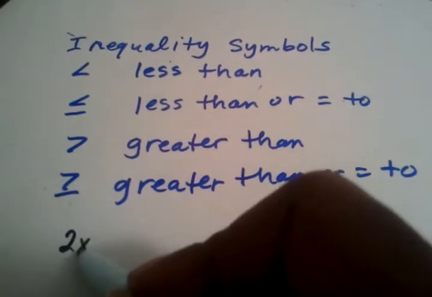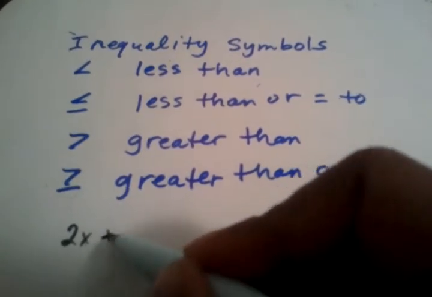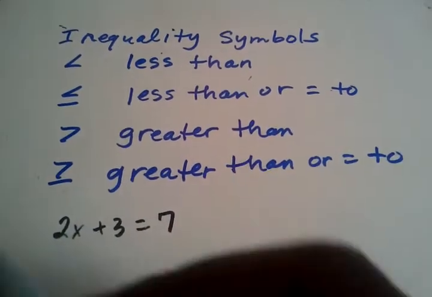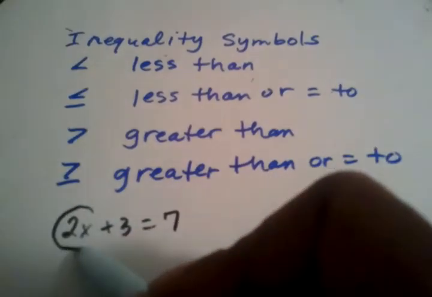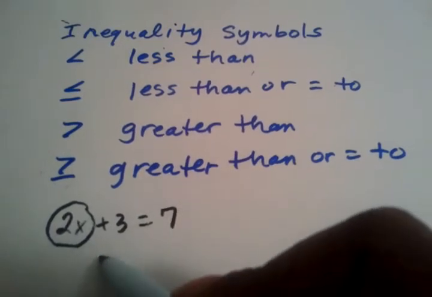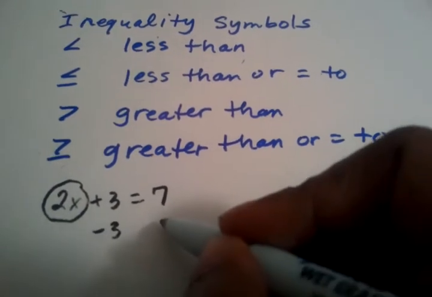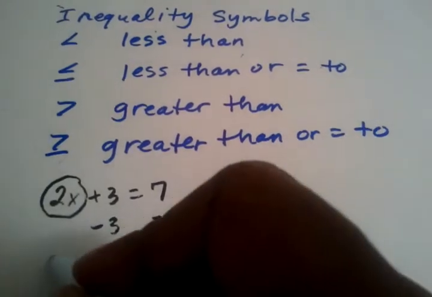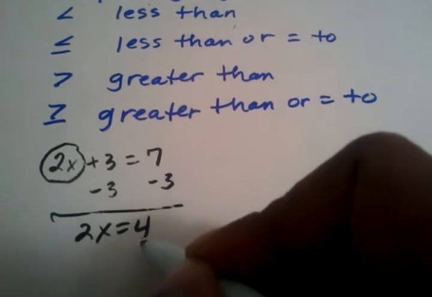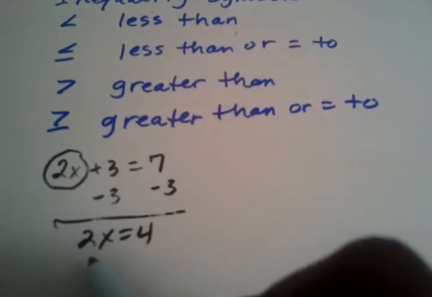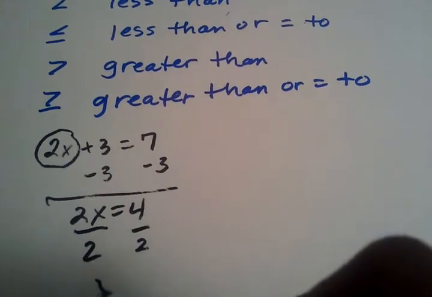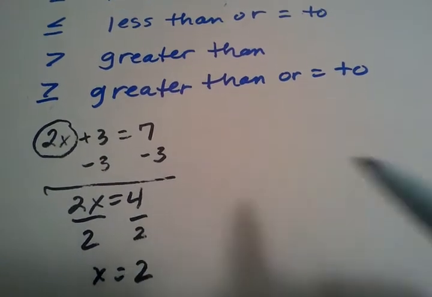So let's start with this. We have 2x plus 3 is equal to 7. We identify our variable term, which is right here. And so we have to move that 3 to the other side. And we're going to move it by subtracting 3 on both sides. We have 2x is equal to 4. To get x by itself, we have to divide both sides by 2. And so x is going to be equal to 2.